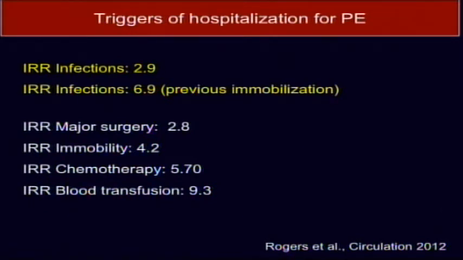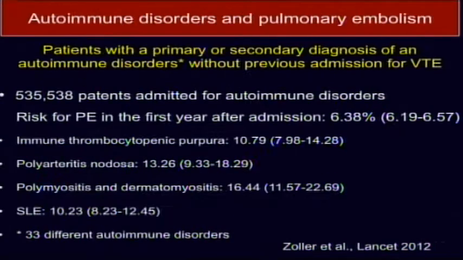Immobility, 4.2. Chemotherapy. It is well known that chemotherapy for cancer is an extremely high risk factor for VTE. It's 5.7, 6.9 with the previous infection and hospitalization. And blood transfusion is very, very high, as you know. It's 9.3. So the main message coming out from this slide is that we are really talking about a risk factor that is particularly important for this patient.